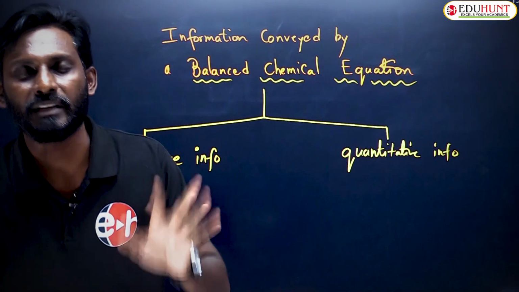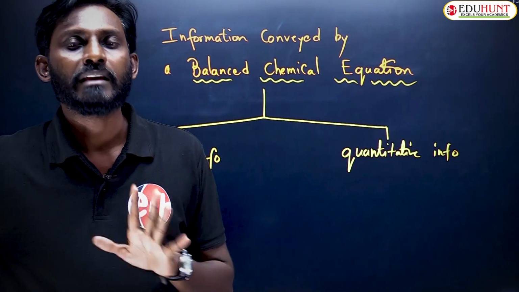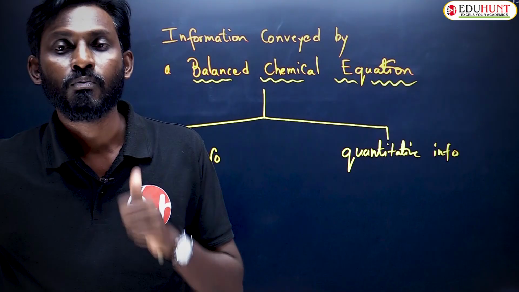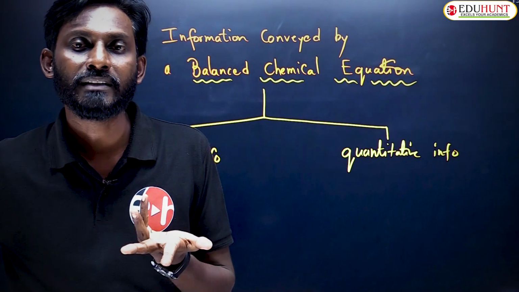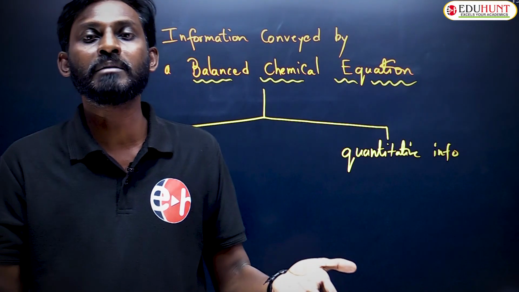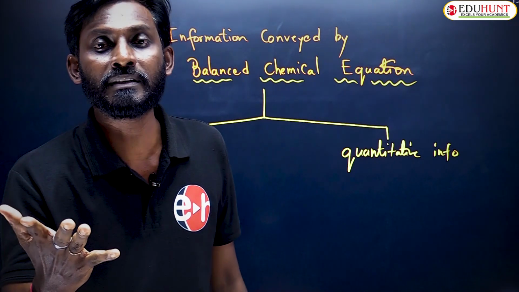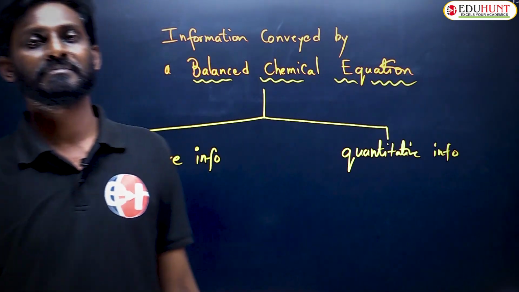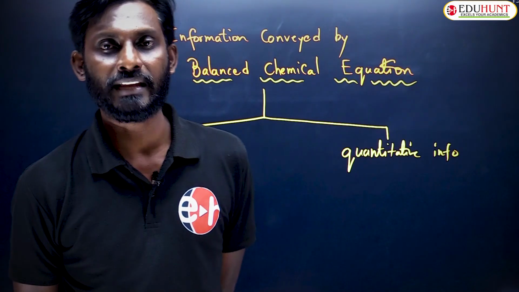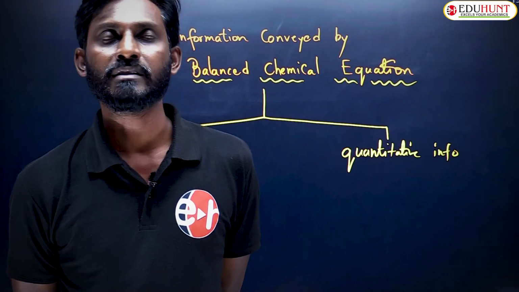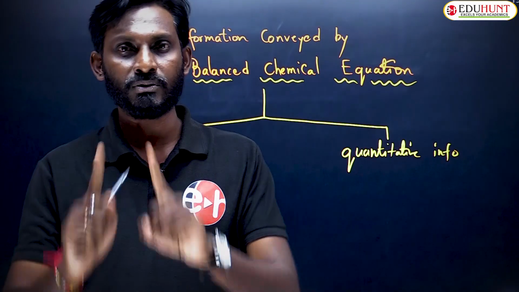I'll explain simply. There is a reaction happening. If I ask you what reactant participated and what product formed, that is qualitative information. What is formed means qualitative information. How much formed means quantitative information. Simple. There is a reaction happening. What are the reactants? I asked. Sir, one reactant is nitrogen, sir. Another reactant is hydrogen, sir. Okay, nitrogen and hydrogen are the reactants.